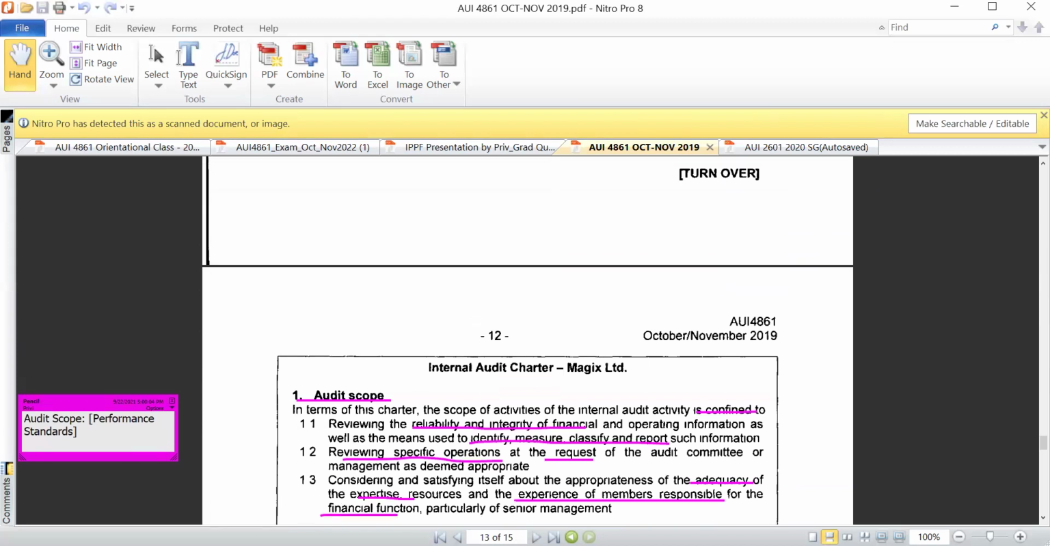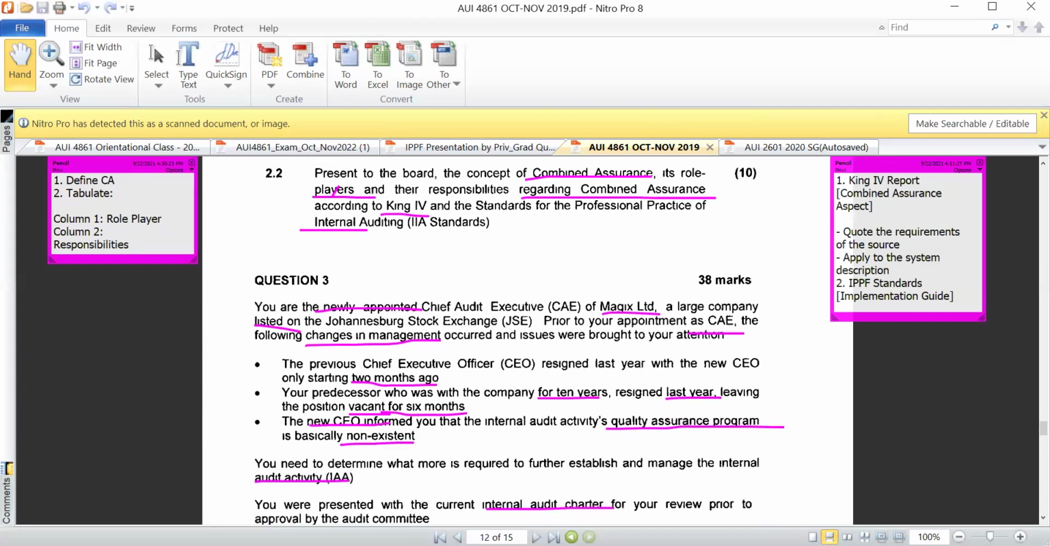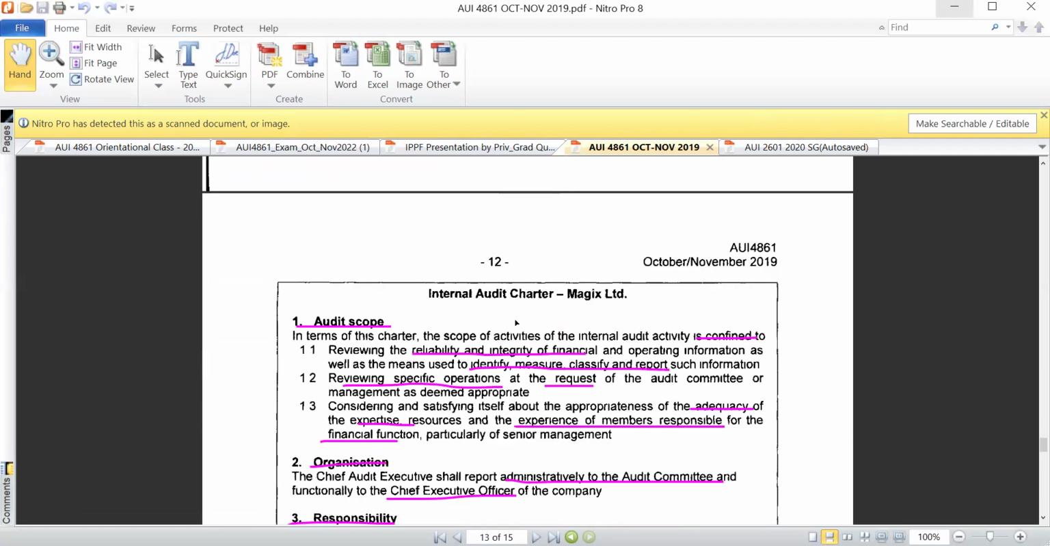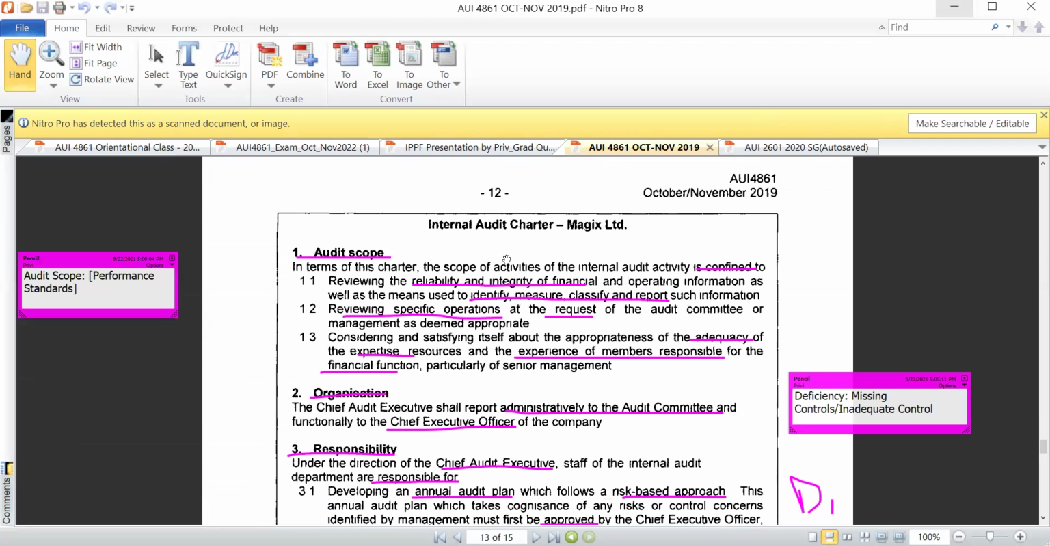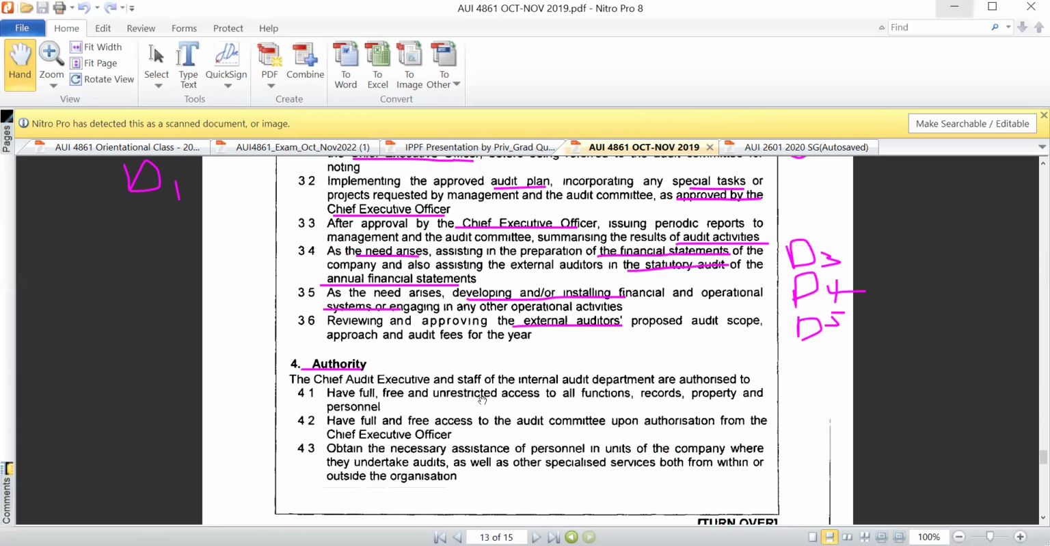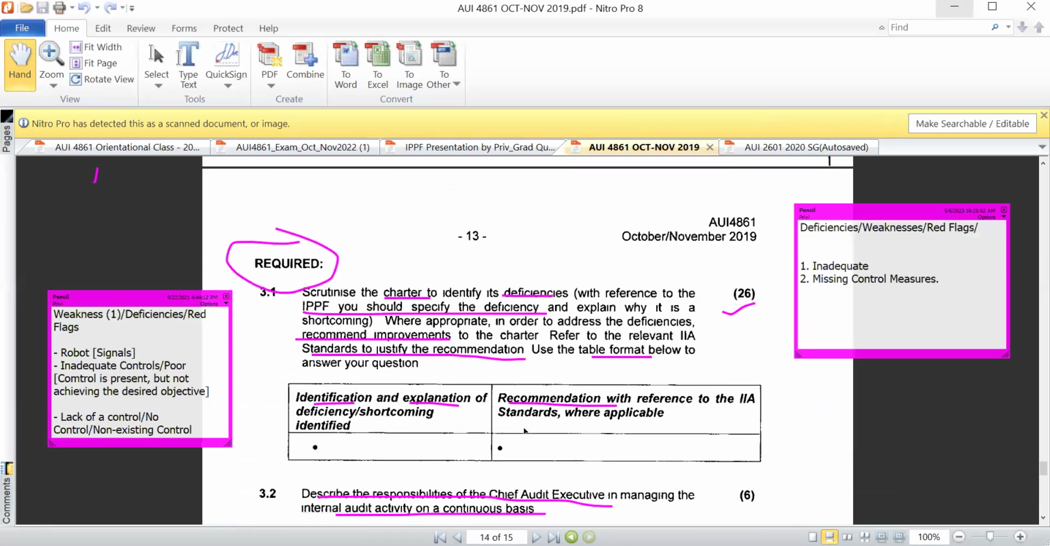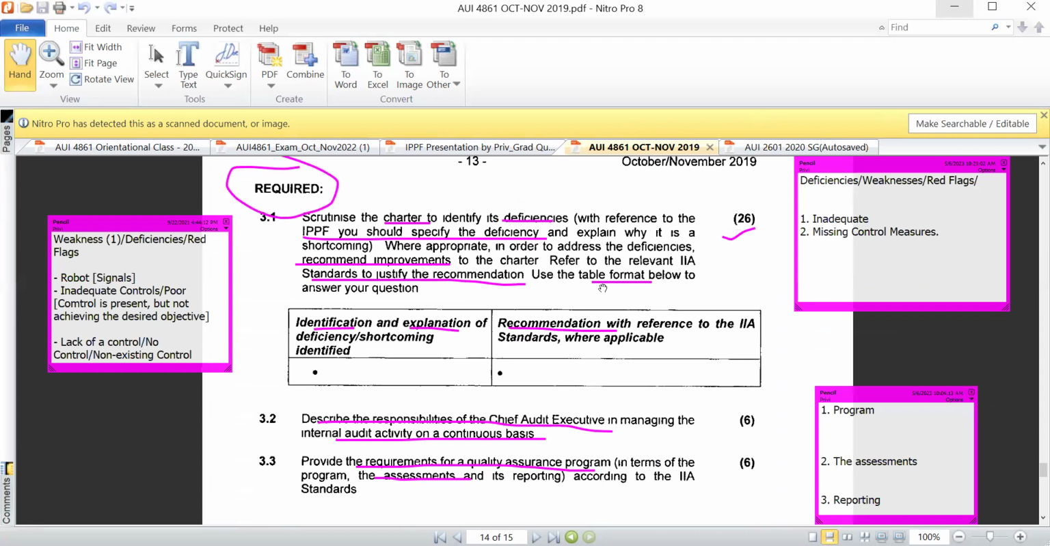Yes. Here's the question. So this is question 3. Notice the mark allocation, 38 marks. Now, let's have a look and see what they wanted. So this is a typical internal audit charter that has been given to you. But for us to understand what they wanted, we have to look at the required section and look at what they can ask. And notice this is related to the IPPF standards.